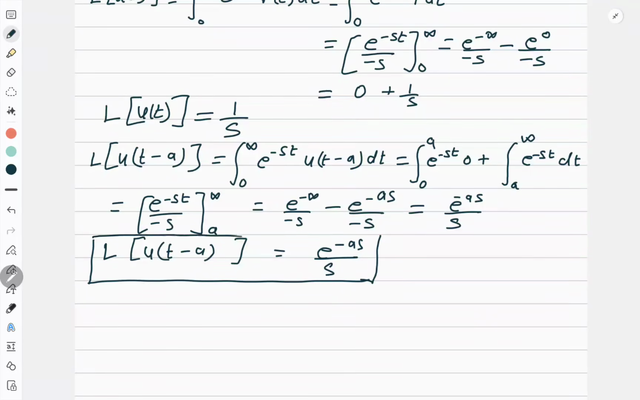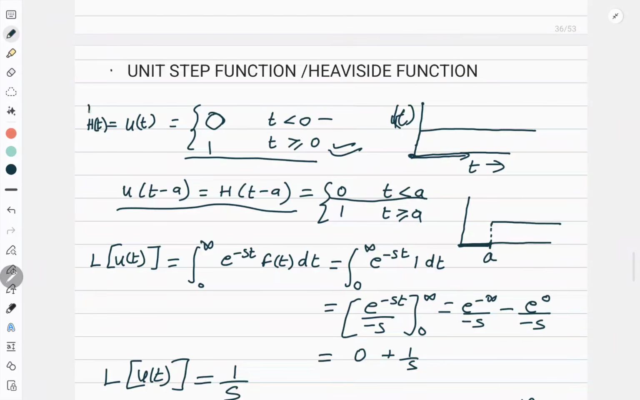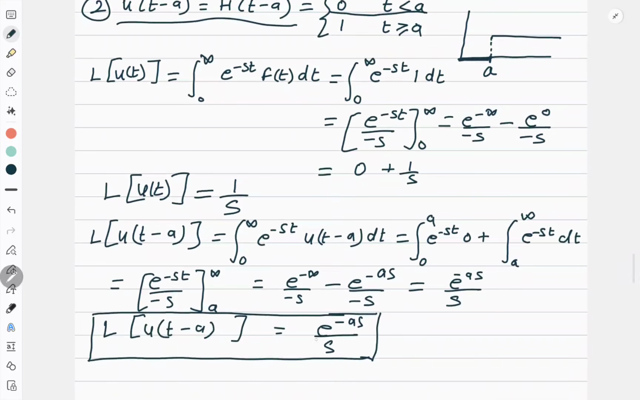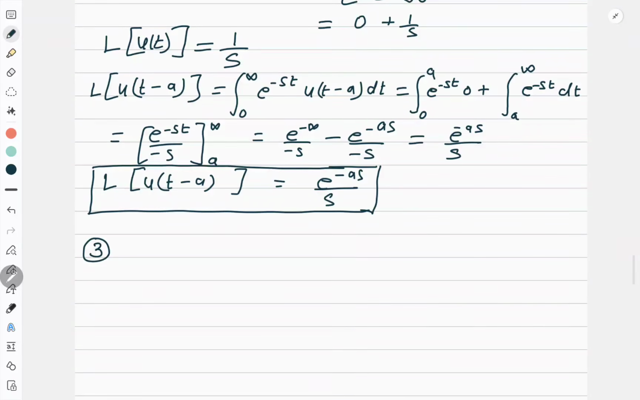So these values you have to remember. Basically you have to remember three concepts. First concept is this and its Laplace transform, which is 1 by s. Second concept is this, which is defined like this, and the Laplace transform is e to the power minus as upon s. Now come to the third concept. If you want to find out Laplace transform of any function f(t) which is attached with u(t minus a), how to do that? This is the most important thing. It will be utilized in the next concept.